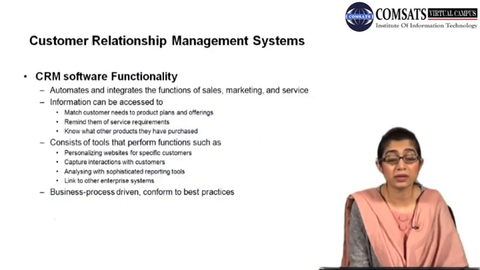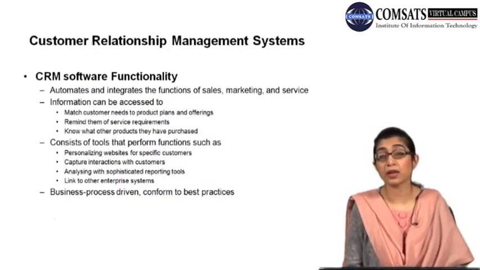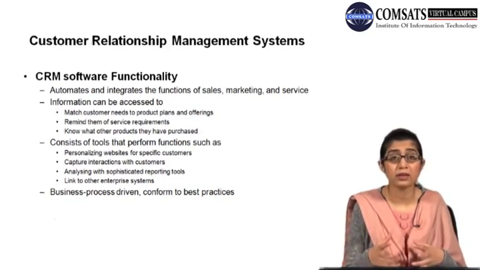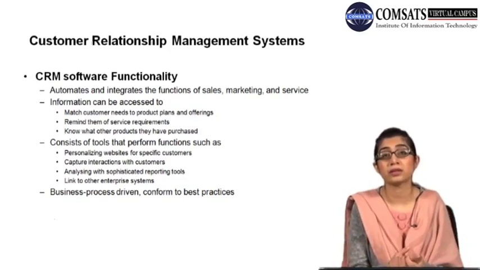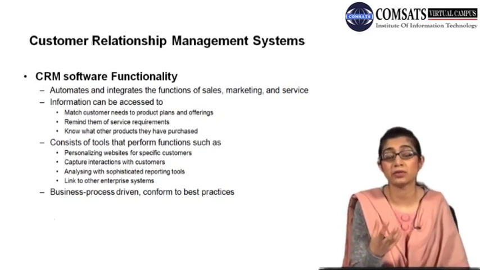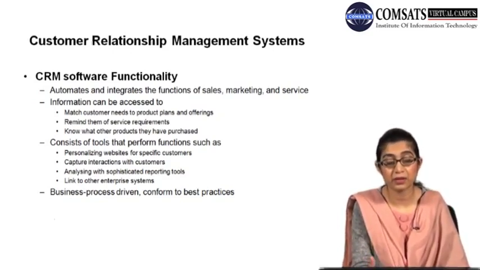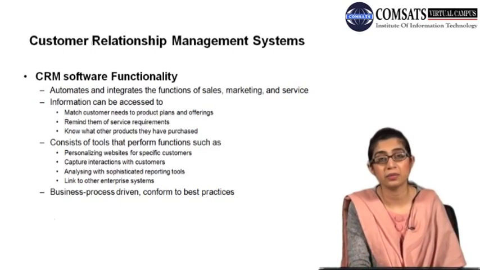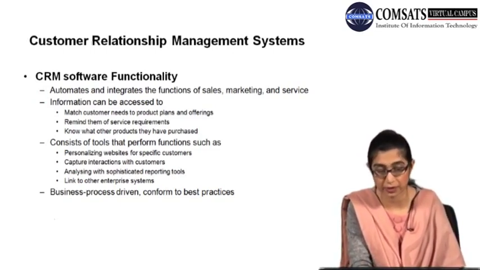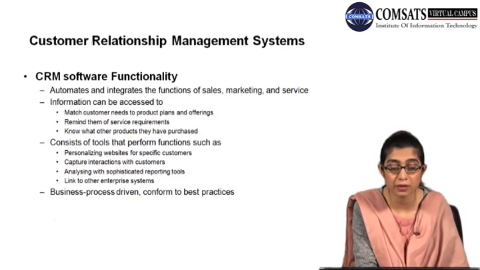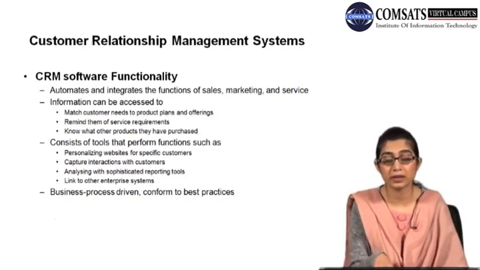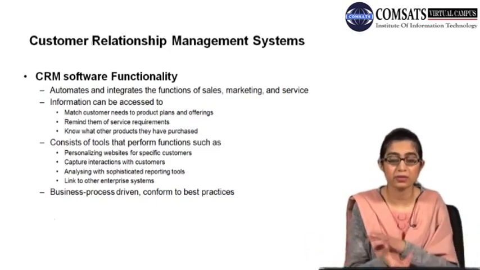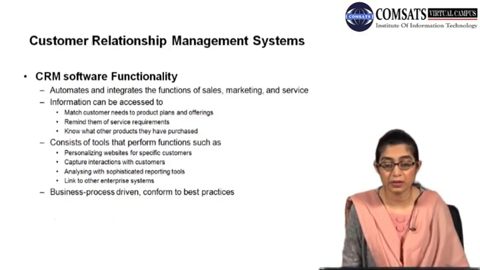Right, next we're going to talk about the customer relationship management systems. What are the functionalities of that software? Very basic functionalities, again, they are based on three things that customer relationship management deals with. Number one, it deals with the marketing aspect. Number two, it deals with the sales aspect. Number three, it deals with the customer service aspect. So basically, these CRM software automate and integrate the functions of sales, marketing and service, so that the information is shared between all these functions.